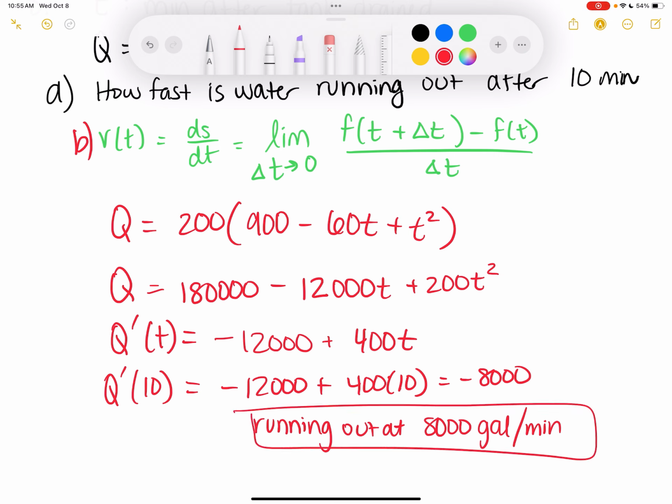Also, like, how big is this tank? That's what I was thinking too. That it's 8,000 gallons in, like, per minute. Yeah, we're going for 10 minutes, so. That's crazy.